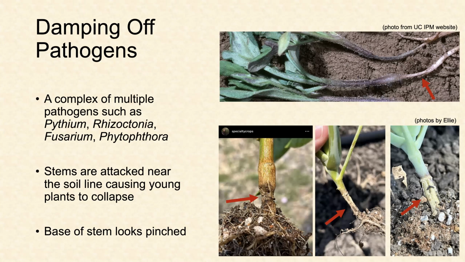And what happens here, we have these stems that are attacked near the soil line, causing young plants to collapse. So the nice thing about this one is that it's pretty characteristic. So if you see the base of stems looking kind of pinched, like you do with these red arrows and all of these different plants, that can be a really helpful characteristic sign of damping off. So that's kind of like a first look at it.